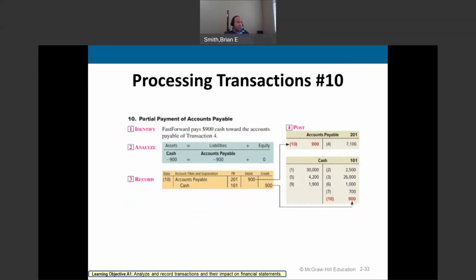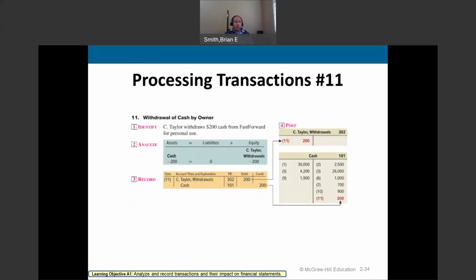All right. Now we're going to make a partial payment toward our accounts payable. We owe $7,100. So we're going to pay $900 to that. So we're going to debit the accounts payable because we're reducing accounts payable. We're going to credit the cash, $900, because we're reducing the cash.